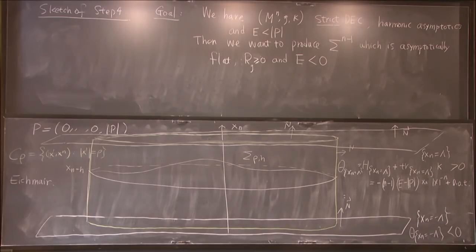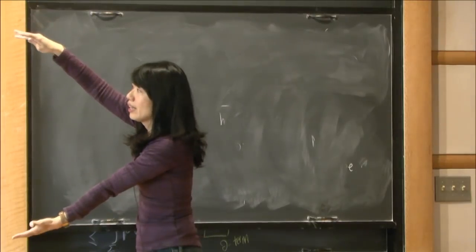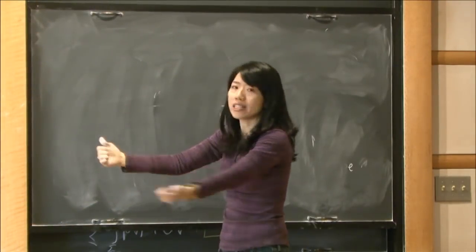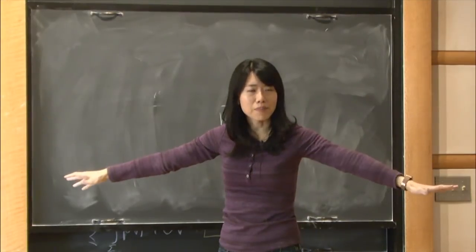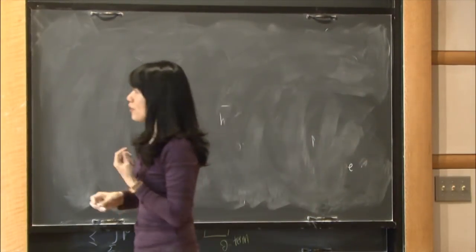And you can do that for any height between lambda and minus lambda. And the mass you get will also be between this slab. It will not run away. And then what we'll do next is let the radius go to infinity to get the complete hypersurface.